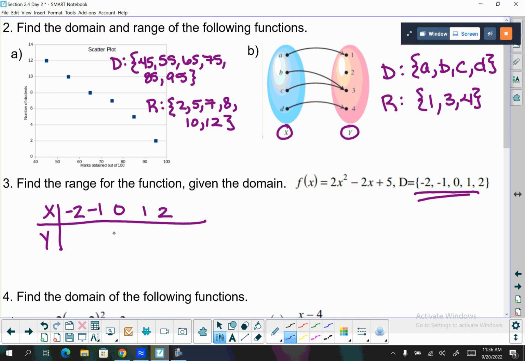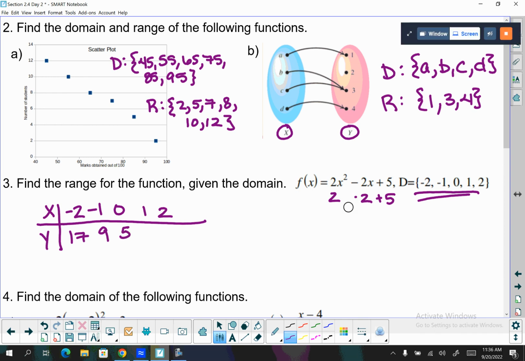Let's just do them real quick. If I plug -2 in, I could do these in my head. That would be 4 times 2 in the first term would be an 8, minus negative, so it would be +4, plus 5, that would be 17. If I plug -1 in, my first term would be 2, my second term would be 2, my last term would be 5, that's a 9. If I plug 0 in, that one's easy, just gives me a 5.